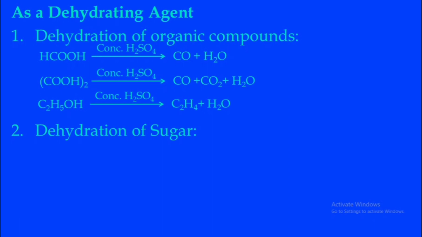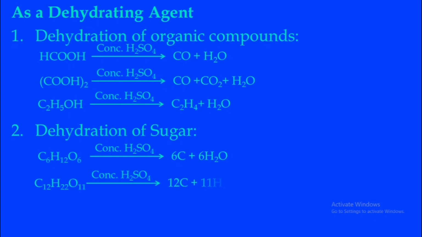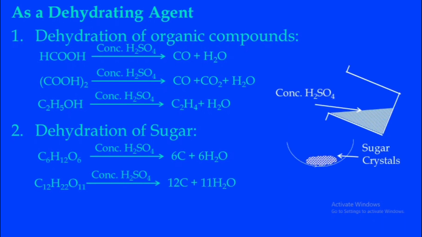Dehydration of sugar. You can see when concentrated sulfuric acid is added to sugar, the color of sugar is white, so it changes to a black spongy mass, that is carbon, after removal of water. First equation is about glucose and second one is cane sugar or common sugar. So if you add concentrated sulfuric acid to sugar, then carbon and water molecule will be produced. This is known as charring of sugar.